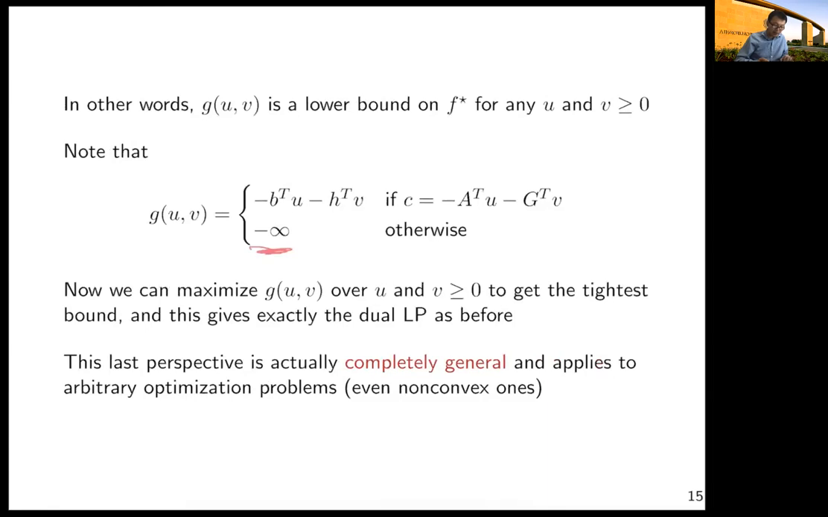Again, like I said, this is a general perspective, and you can use exactly the same trick of constructing a lower bound, constructing the Lagrangian, and solving the variational problem of minimizing the Lagrangian to obtain this G that depends only on the dual variables, for not just the linear program, but also convex optimization problems and even non-convex ones.